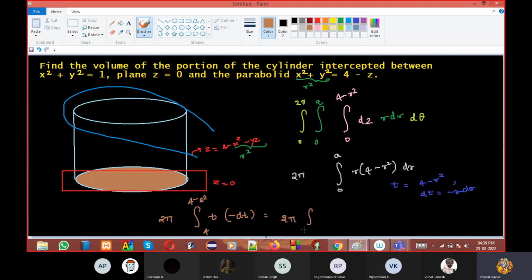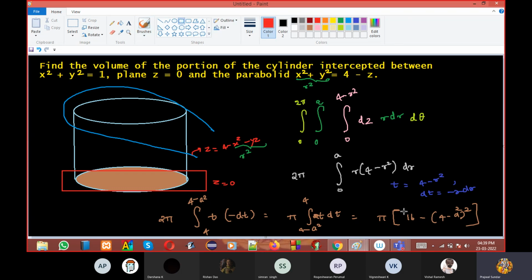2 pi into, I'll interchange the limits, 4 minus a squared to 4, t dt. I'll put 2 inside. So what will happen? t squared, so pi into 16 minus 4 minus a squared whole square is the answer. This will be the final answer.